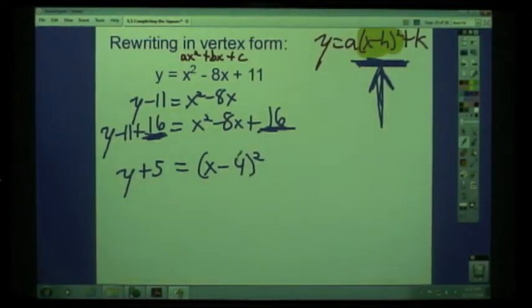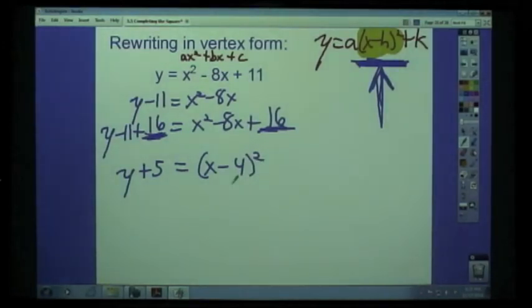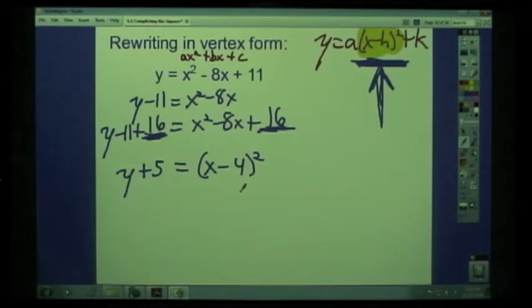Why did I get minus 4 in? Because negative 8 divided by 2 was what gave me negative 4 to get the 16. So then all I have to do is rewrite this in vertex form. Now everybody's like, wait a minute, do you take the square root now? Do you take the square root? No, don't take the square root. You're not solving for x in this one. You're trying to get it to look like this form.